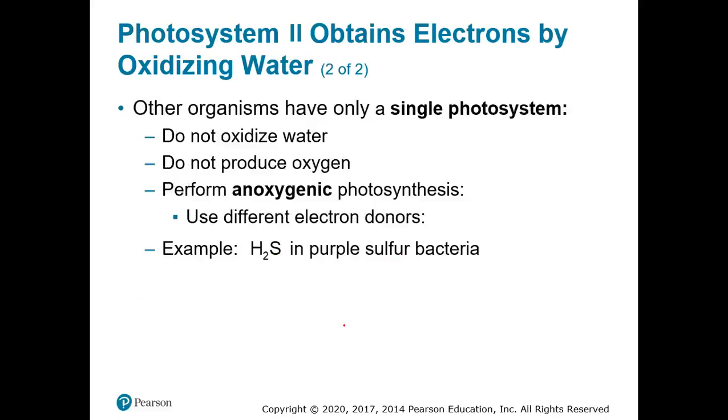Now, if we're talking organisms that only have a single photosystem, so they only have photosystem 2, they don't have photosystem 1, okay, they're actually not going to use water and they're not going to produce oxygen. So these organisms perform anoxygenic photosynthesis, so photosynthesis without oxygen. Essentially they're going to use some other molecule to donate those electrons. An example of this is hydrogen sulfide in purple sulfur bacteria. So they'll release sulfur as a byproduct instead of oxygen.